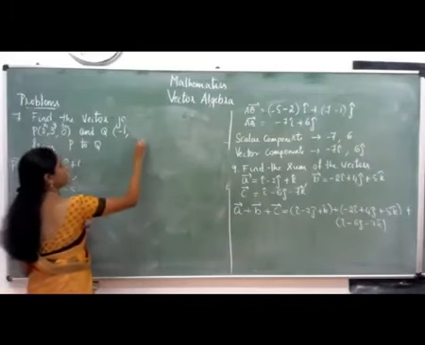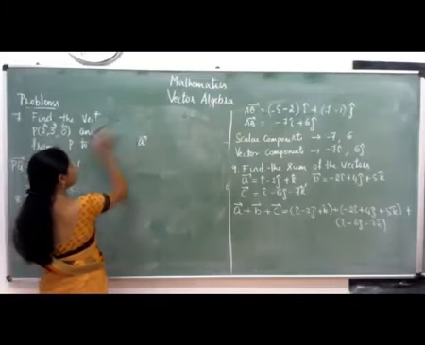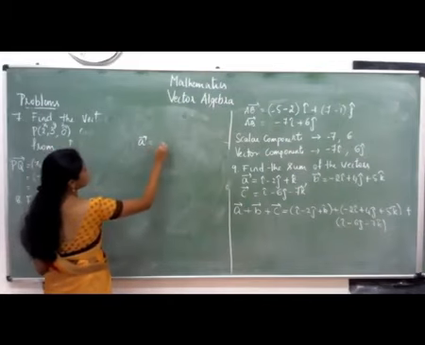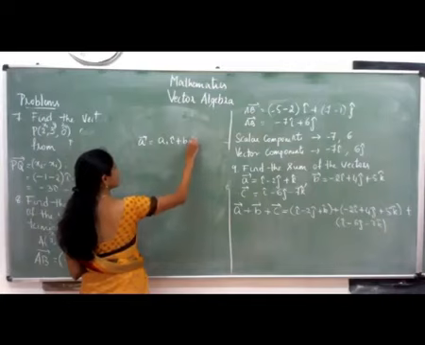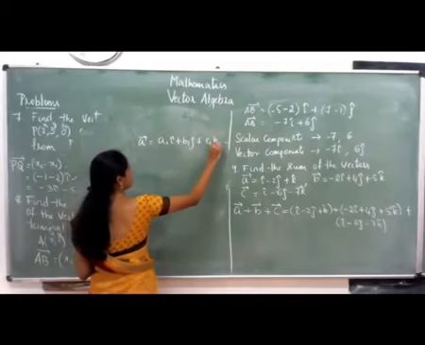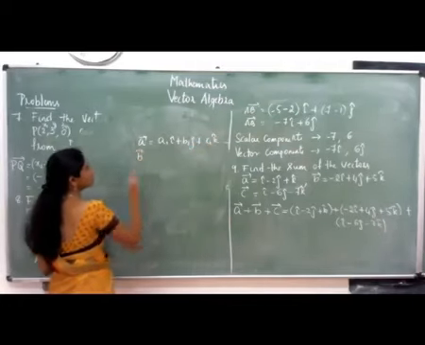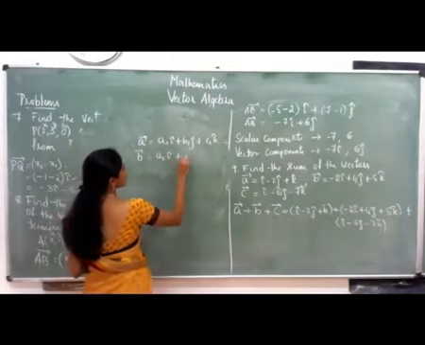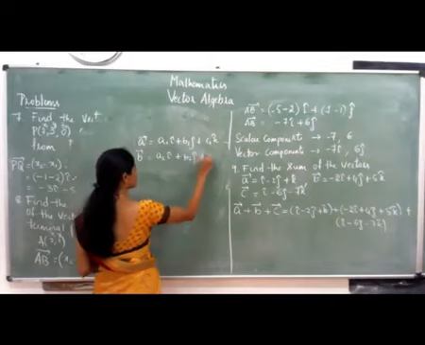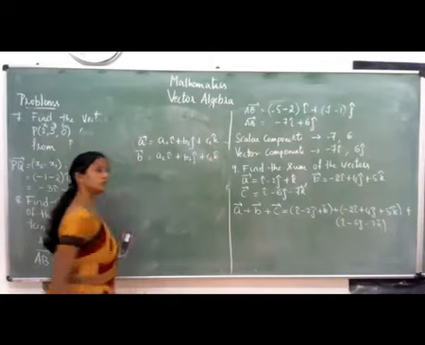So here, if you have any vector in the form of vector A equal to a1i cap plus b1j cap plus c1k cap, and vector B equal to a2i cap plus b2j cap plus c2k cap.